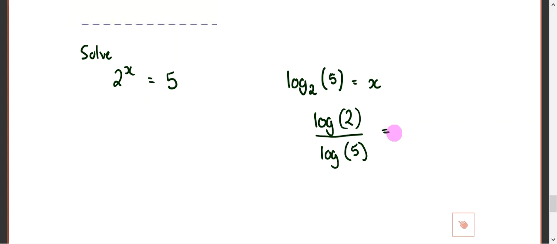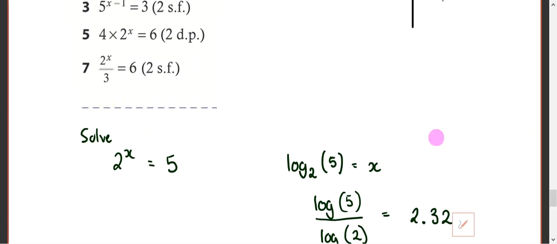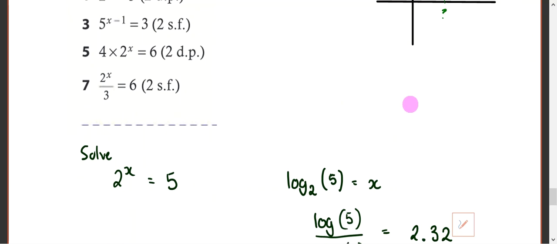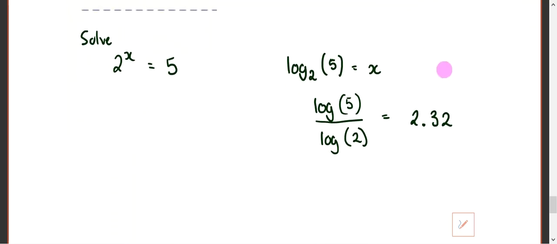What did you get? Is it the other way around? Yes. Otherwise you get 0.4. Okay, so that's a good thing. Remember to check. 2.322. 2.32. Okay. It does say give your answer to 2 decimal places, so we're okay.